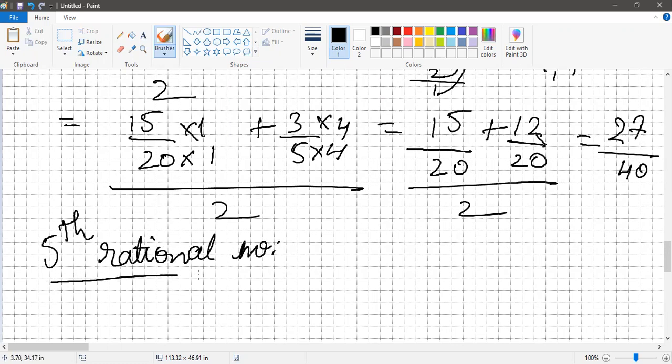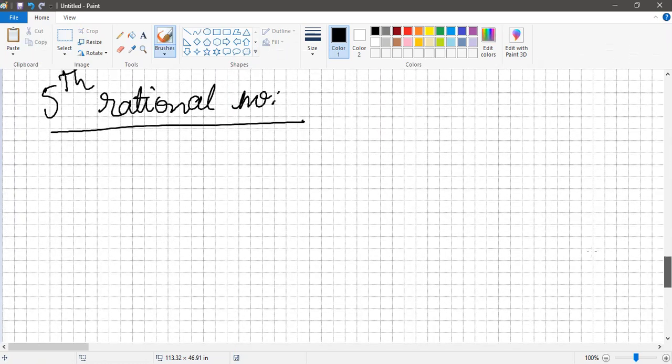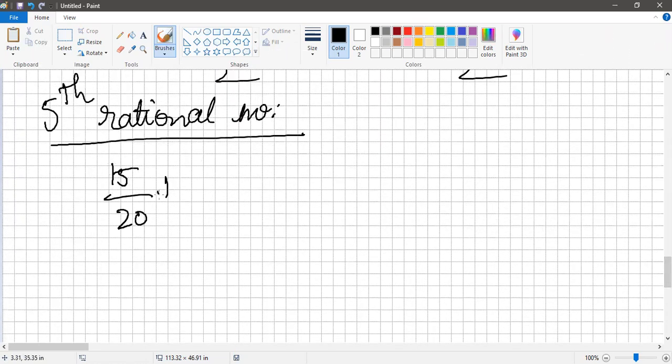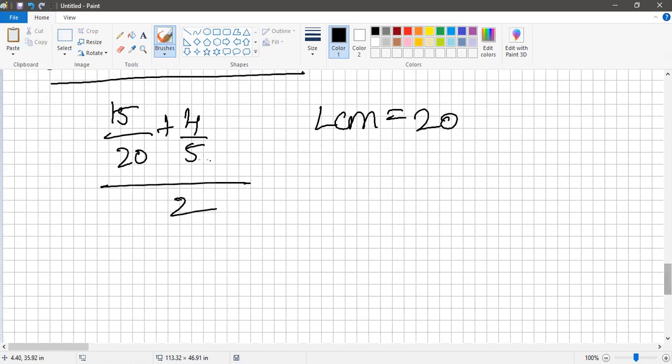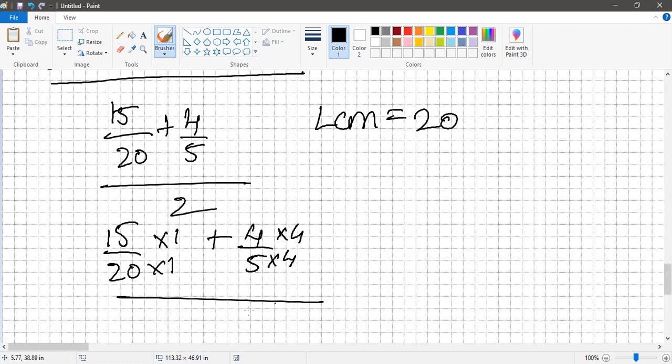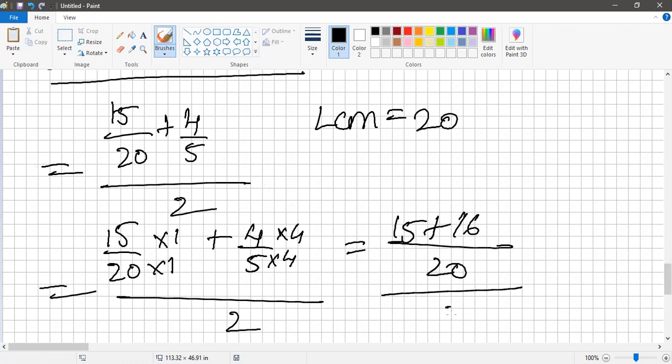Fifth rational number. So what is our fifth rational number? We are going to take 4 by 5 and 15 by 20. 15 by 20 plus 4 by 5 by 2. Okay, so LCM, we found out it is 20. So 20 only, we will go with that. Again, I don't want to do the LCM solving. So 15 by 20 into 1 plus 4 by 5 into 4 by 2. So this is nothing but 15 plus 4 fours are 16 by 20 by 2. This is nothing but 31 by 40. Okay, I quickly just did it.